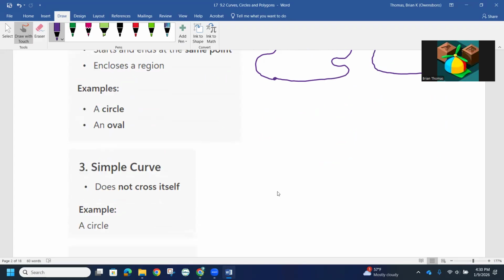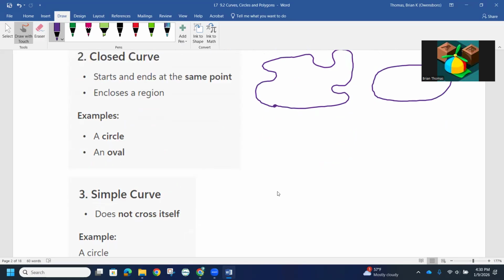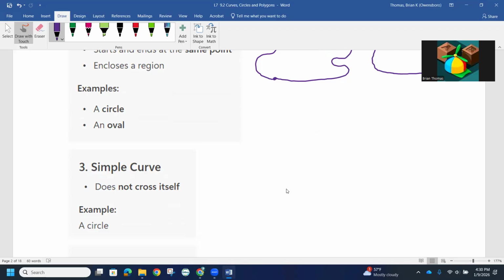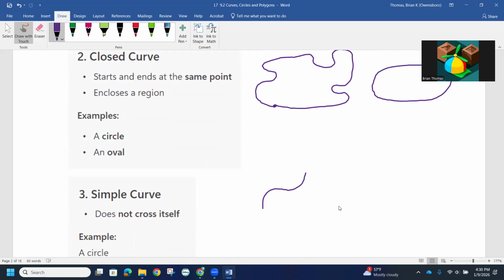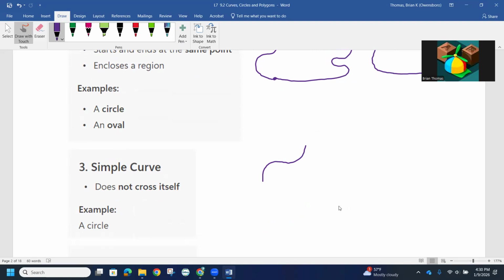Now, another thing we have is what's called a simple curve. A simple curve does not cross itself. So again, a circle would be an example of a simple curve. It doesn't cross itself. Also, this would be a simple curve because it doesn't cross itself. It doesn't have to be touching back to itself.